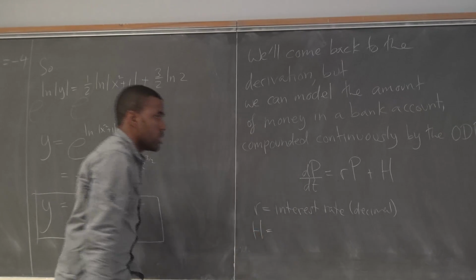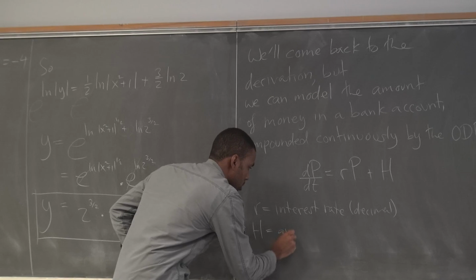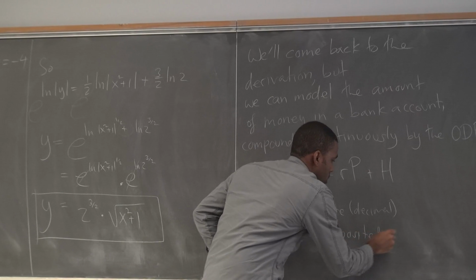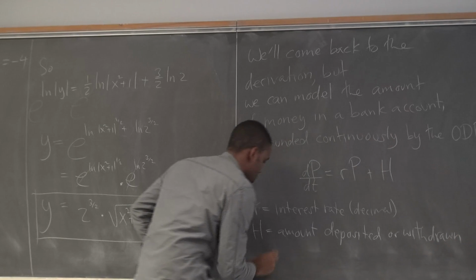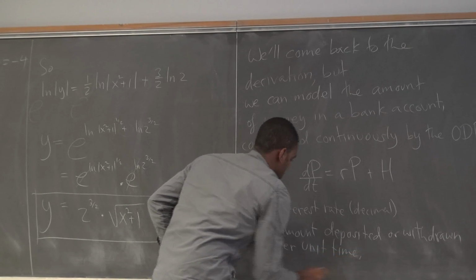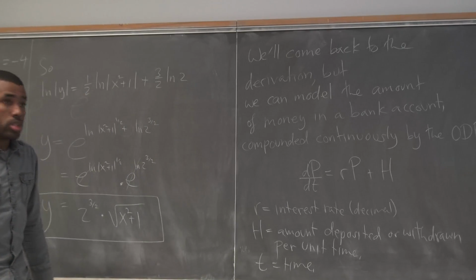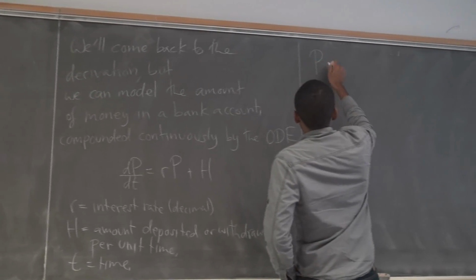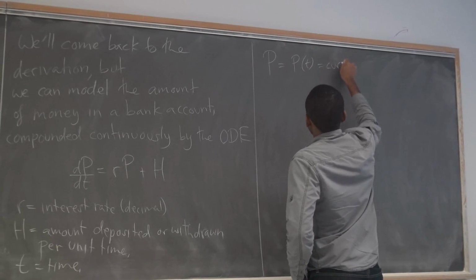H would be the external change that's made on a regular constant basis. So it's the amount deposited or withdrawn per unit time. Right? And T is representative of time in whatever units are appropriate. P would be the current balance. You think of it as a function of T, and it's the current balance at time T.